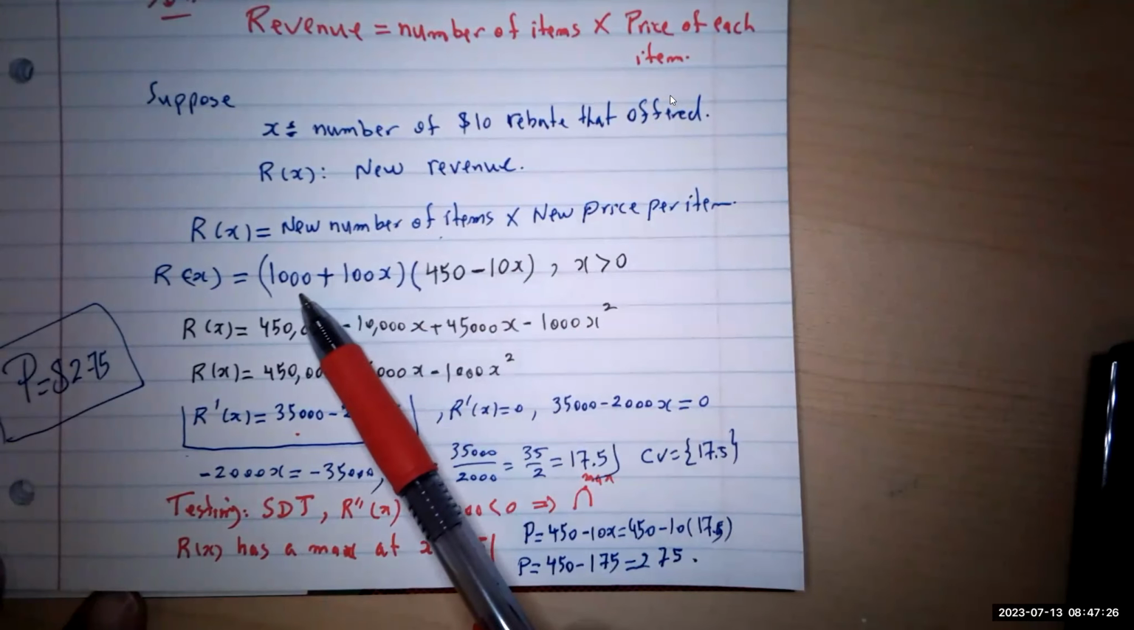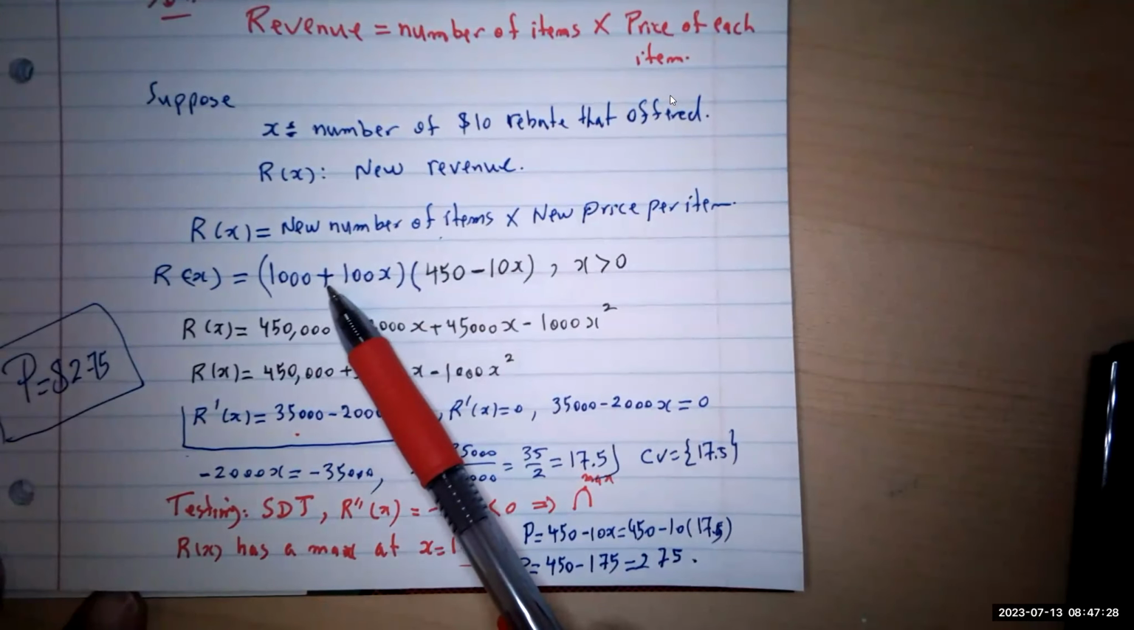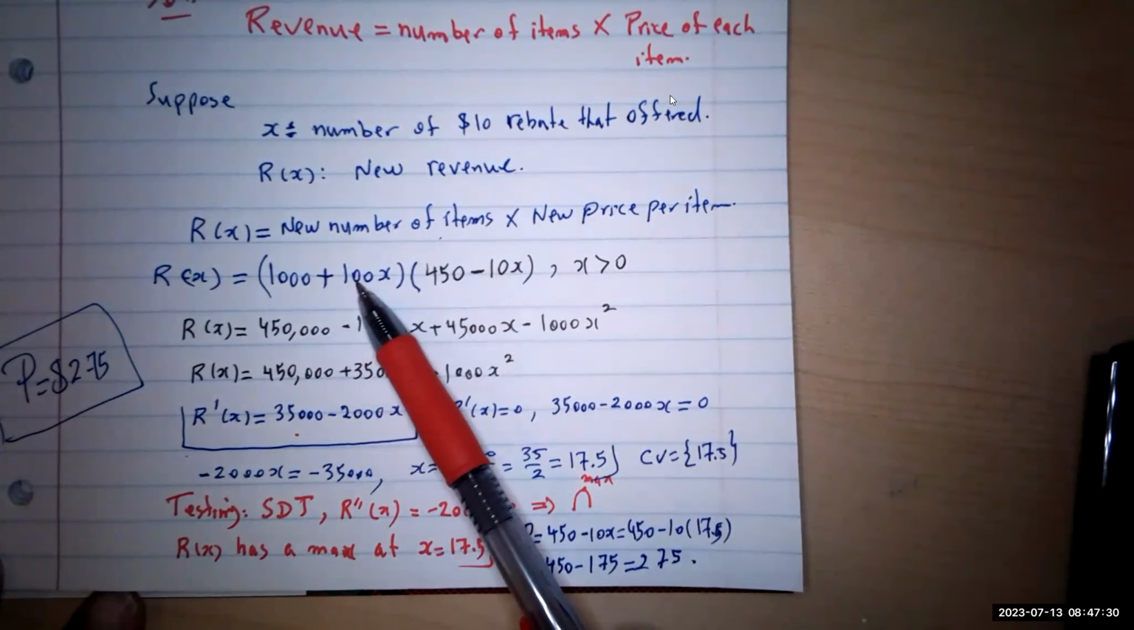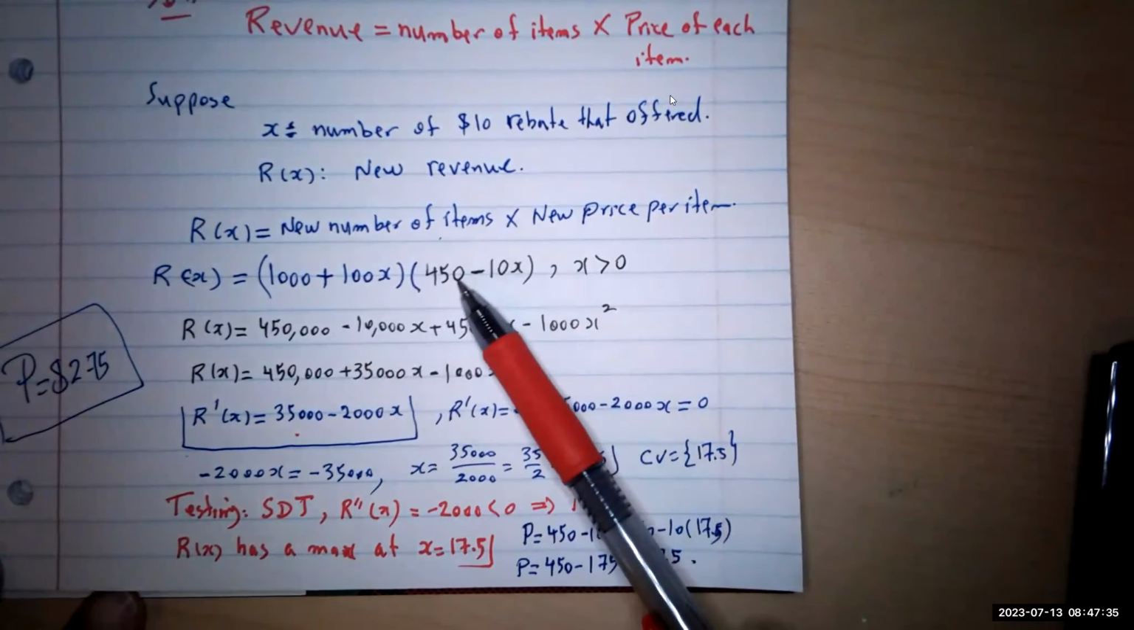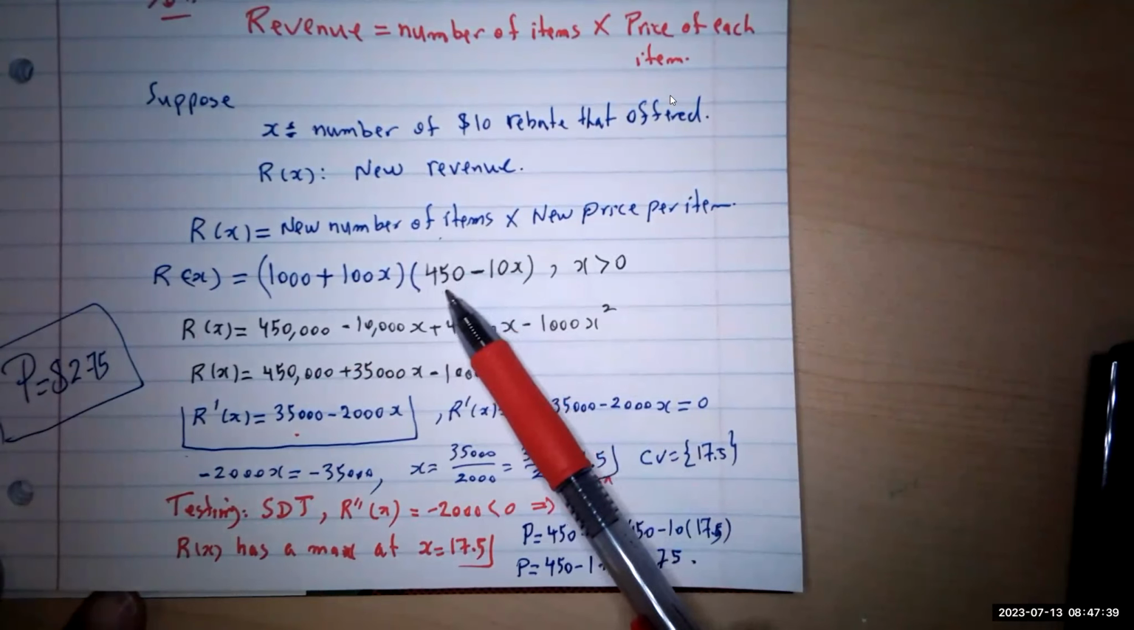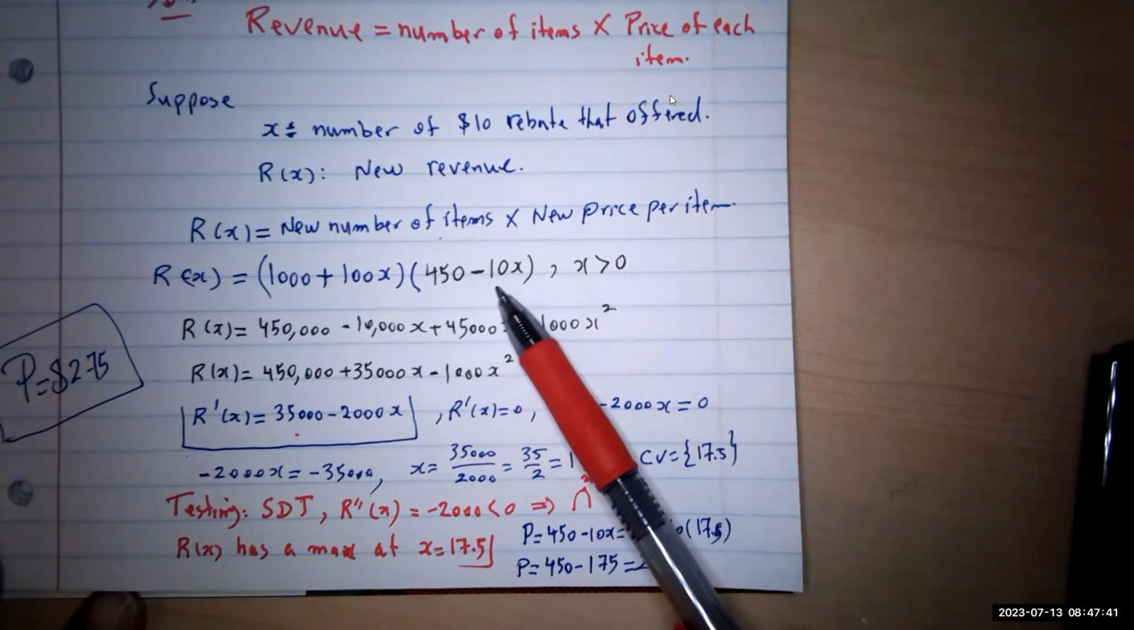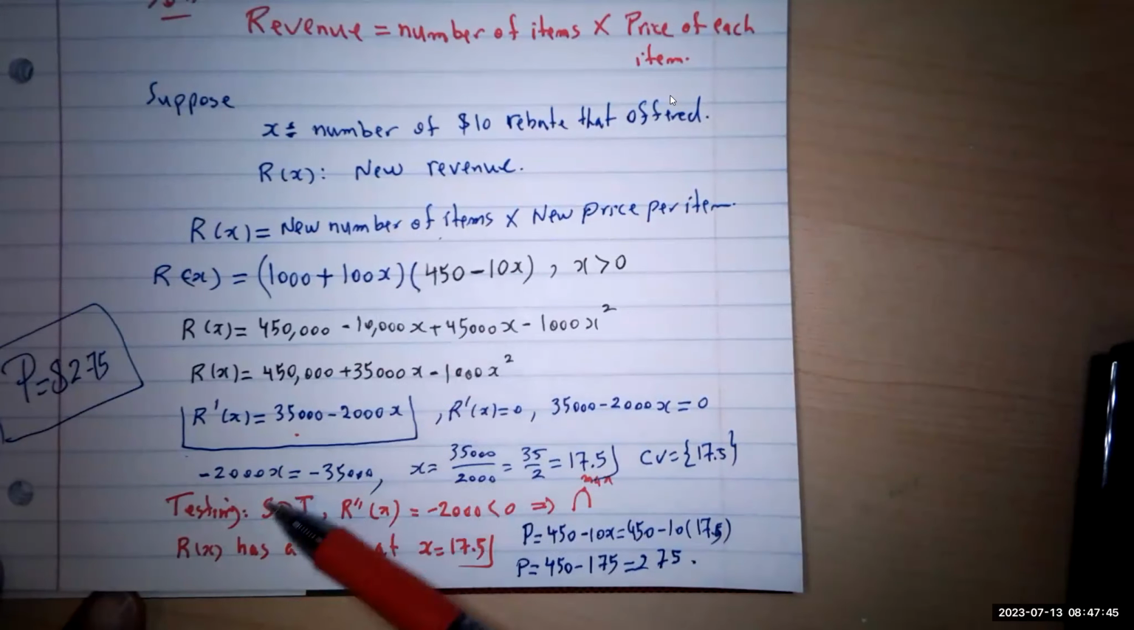The given one was 1,000 items. If it's more, plus. How many? 100. How many times? X, 100x. Price, $450. You reduce it. How much? $10. How many times? X number of the times. So that's going to be item times price. The rest are going to be calculus.